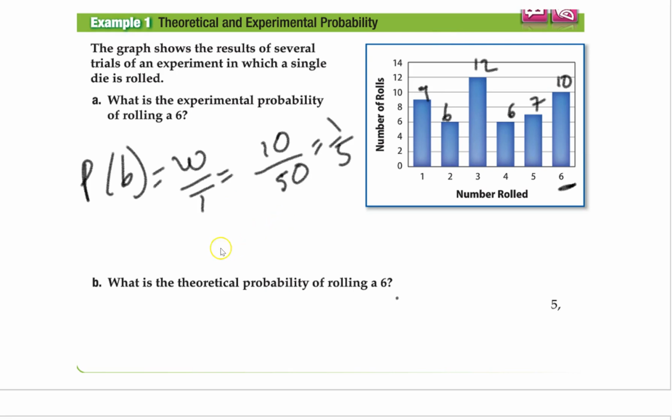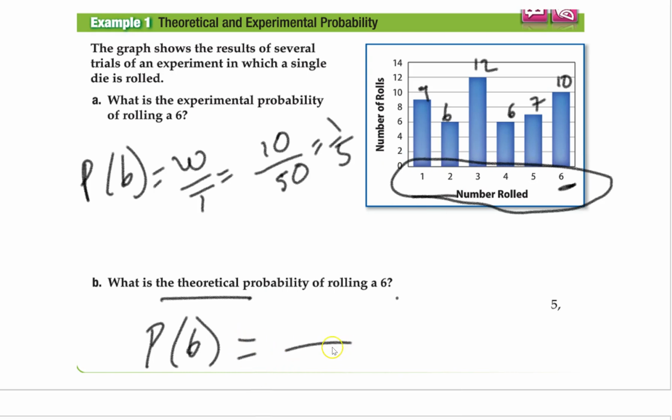Now look what the question says. What is the theoretical probability of rolling a 6? So based on mathematics and logic, right? Odds of getting a 6. Like we talked about, there's only 6 possible choices, and there's only one 6. So you have a 1 in 6 chance. So based on this experiment, you get a 6 every 5 times. Based on mathematical theory, and just logic, you get 1 out of 6.